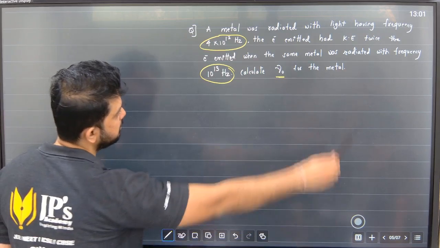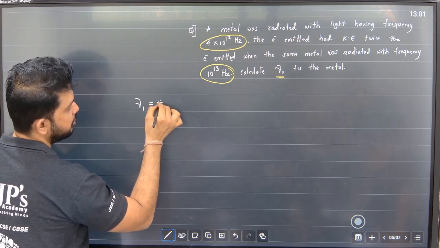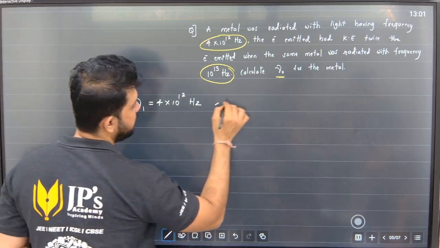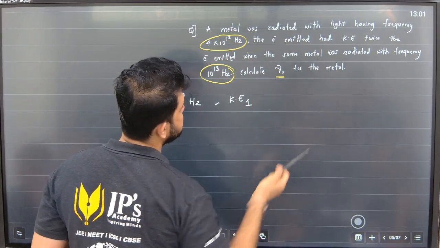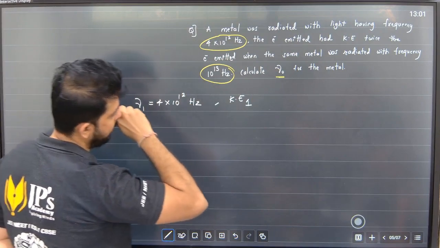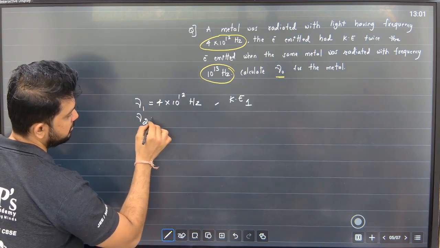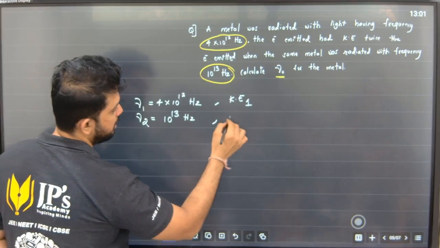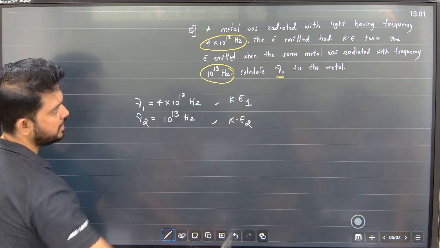Obviously, a metal was radiated with light having frequency. So the first frequency that we have is 4 into 10 raised to 12 Hertz. And let's say the kinetic energy here is Ke1. The electron emitted had kinetic energy twice the electron emitted when the same metal was radiated with frequency. What is the frequency here? 10 raised to 13 Hertz. And what is the kinetic energy? Ke2. Can someone give me the relation between Ke1 and Ke2?